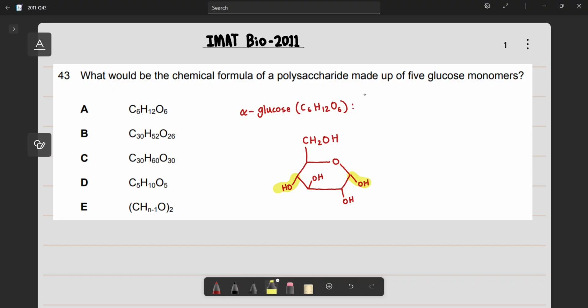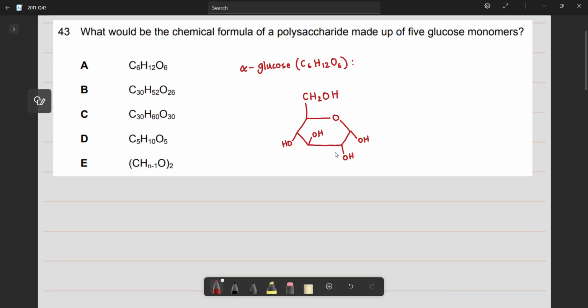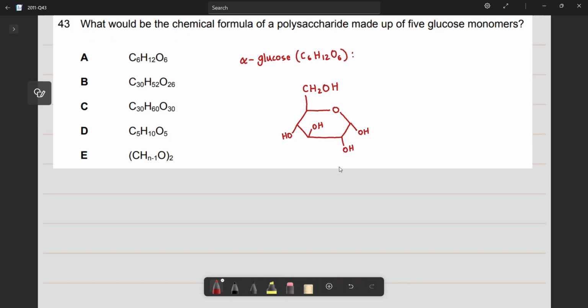But the question does not specify anything about whether it's an animal or plant or alpha. So we can just assume for ease that we'll draw an alpha glucose structure. Okay, so this is specifically the alpha glucose chemical structure. This is a monomer unit that will make up the polysaccharide. Now I'm going to draw the structure of how the glycosidic bond is.